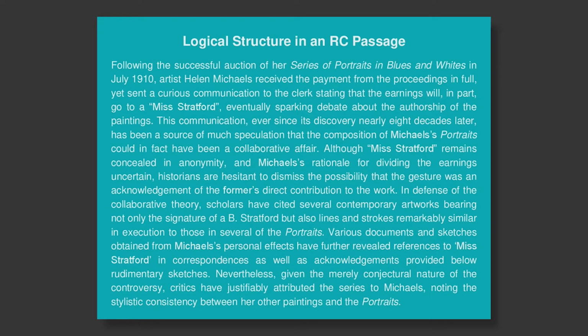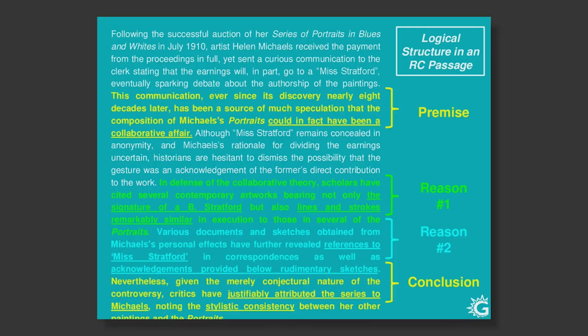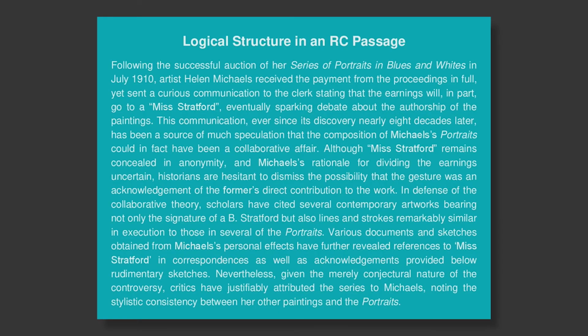So all in all, we see that the end of this passage, though we saw a couple of points supporting the collaborative theory, at the end, we have a statement that critics end up attributing the series to Michaels after all. So this passage seems to talk about this very unique instance that has happened that raised this particular debate. A couple of points supporting why that debate was raised and how it was justified. And now finally, we have the statement saying critics, this is what they decided because of a particular reason.